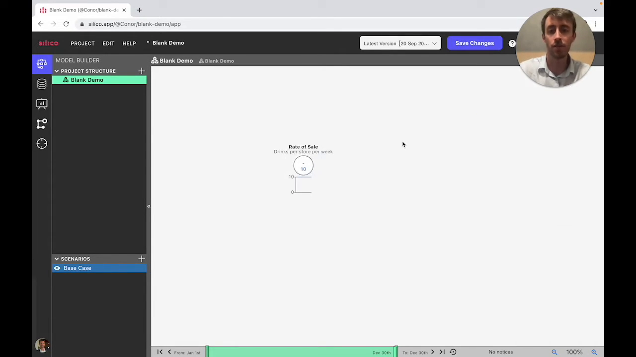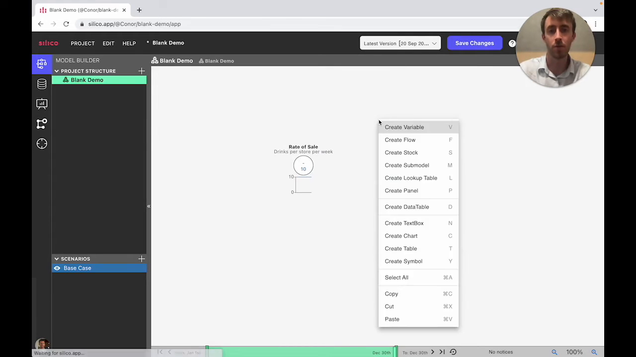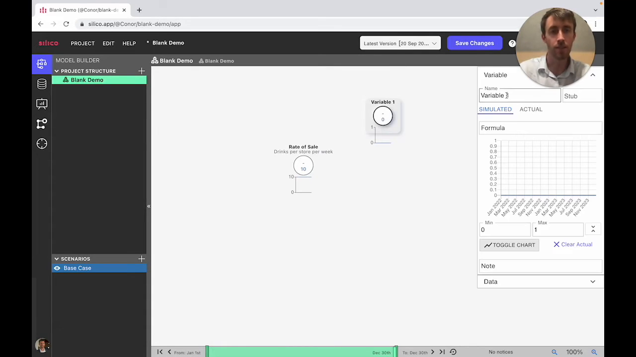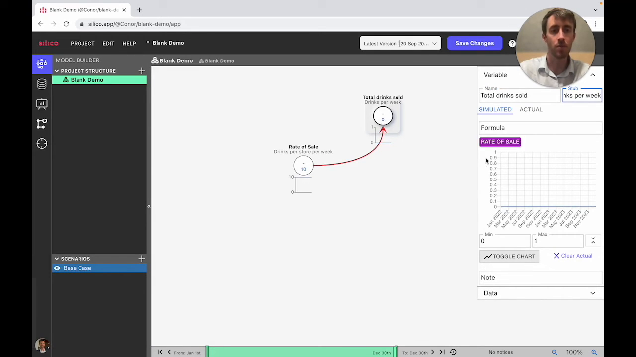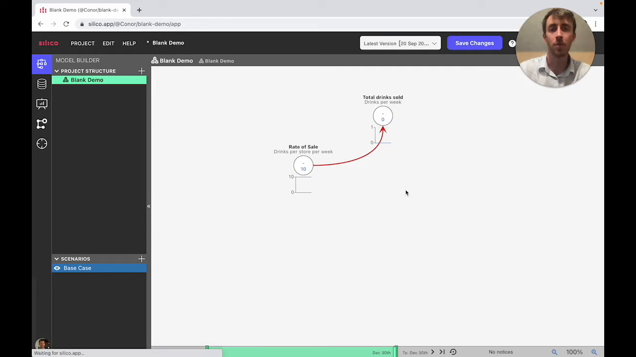One of the other variables that we'd want to measure in this model would be the total drinks sold. That's the ultimate variable that we're really trying to forecast. So the units of that would be, again, drinks per week. And the formula for that is actually going to depend on other variables. Rate of sale is going to be one of them, so we can see there that that's now an input that's required. Another variable that will be required is the number of stores that we're actually stocked in.